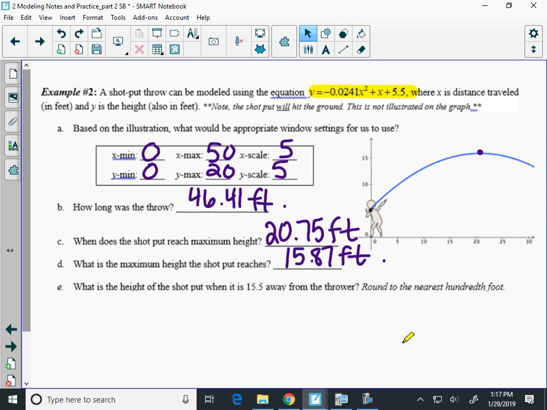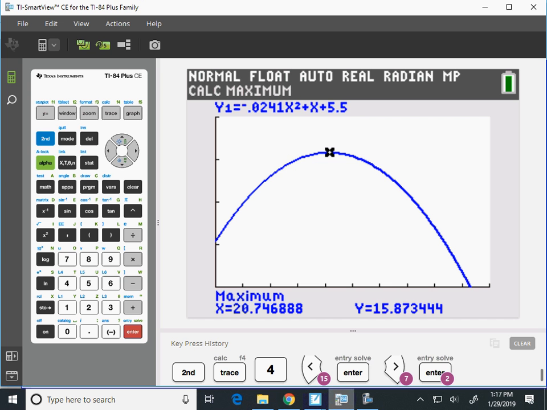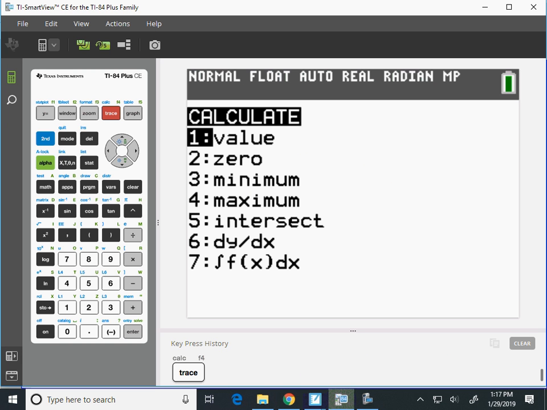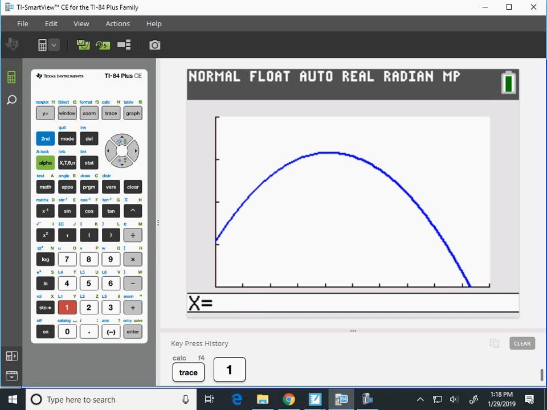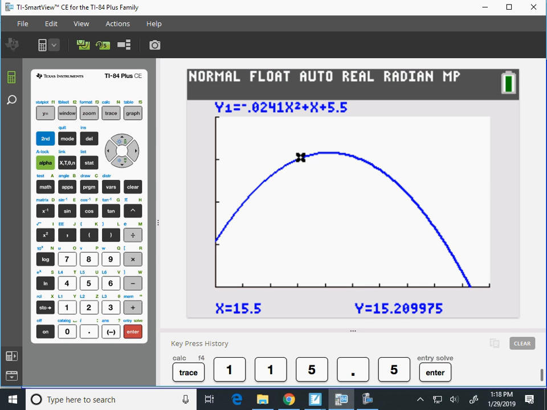Now lastly, it says, what is the height of the shot put when it is 15.5 feet away from the thrower? This is that new feature we did, the second trace, where you're going to find out what's the value at 15.5. So your second trace, you choose value, which is number 1, and you're just going to type in 15.5 and then hit enter. Did it give you a better number this time? Still give you 3? Okay.